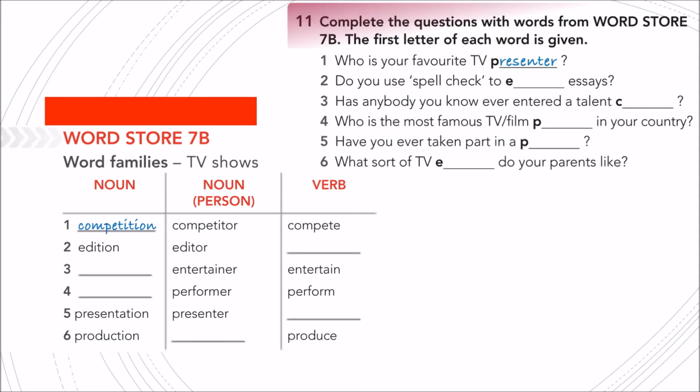For Word Store 7b, complete the table on page 15 of your Word Store booklet with the underlined words from the text, and then take the words from the table to complete exercise 11 on page 85 of your book. You have 1 minute.